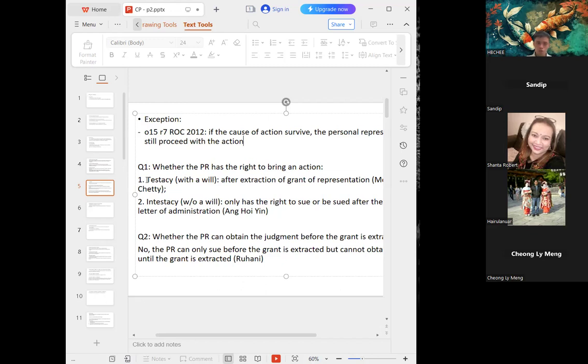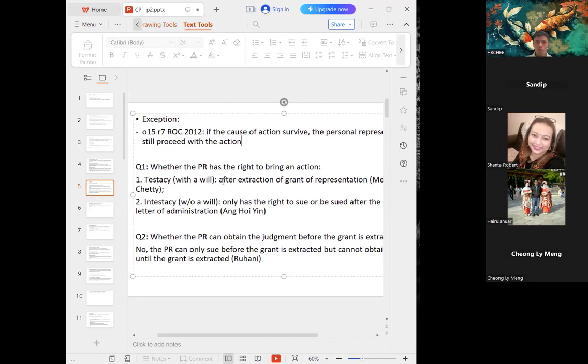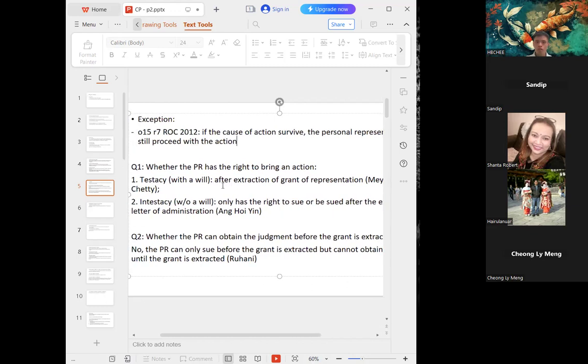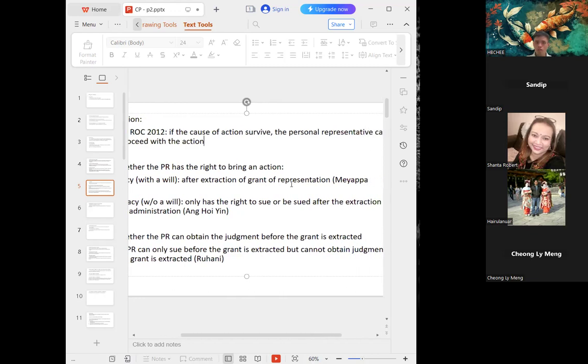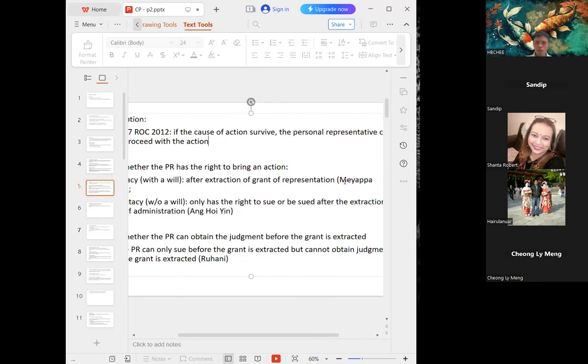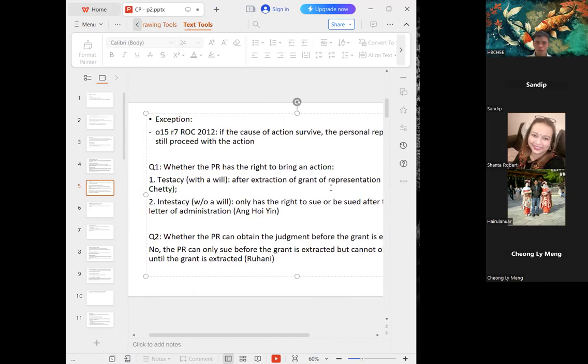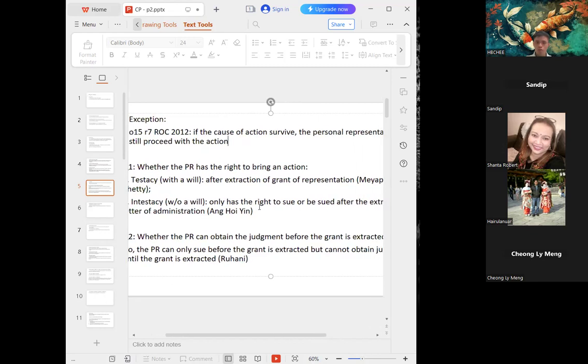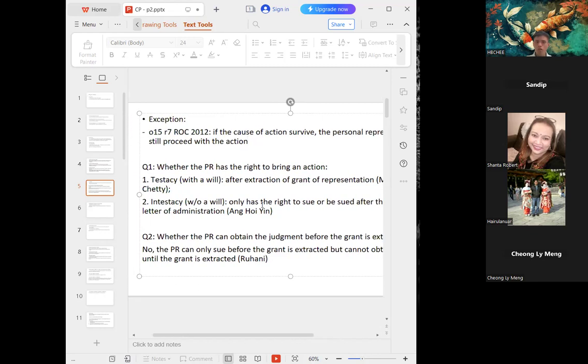Now, there are two situations. The first is testacy, which means that the person died with a will. So the PR has the right to bring the action after the grant of representation is extracted. This is the case for Yapa Chetty. However, if the person died without a will, he only has the right to sue or be sued after the extraction of the letter of administration. Here is the case, Ang Hoi Yin.